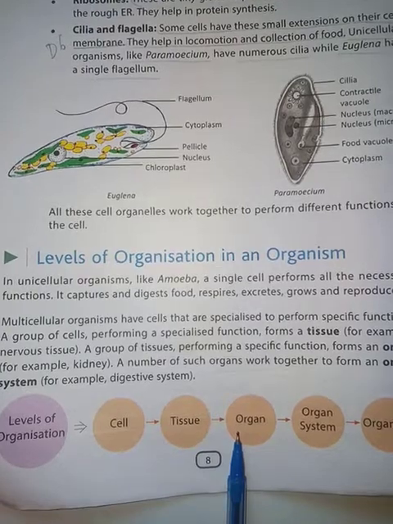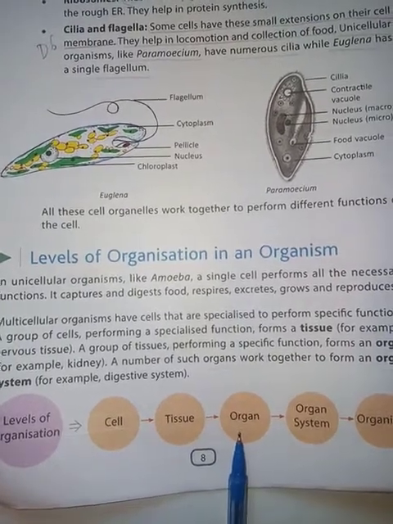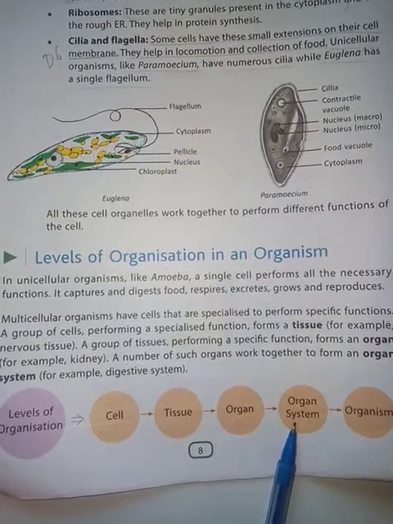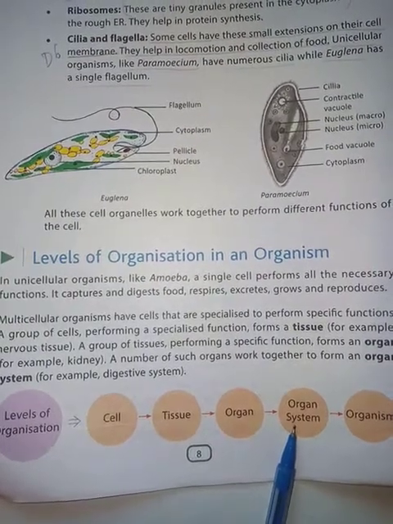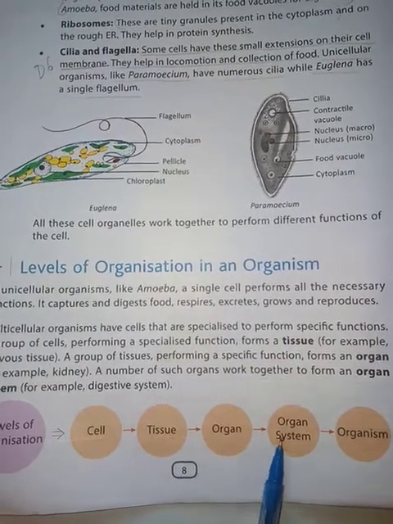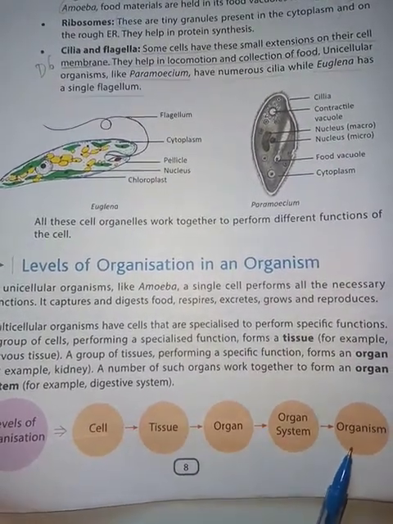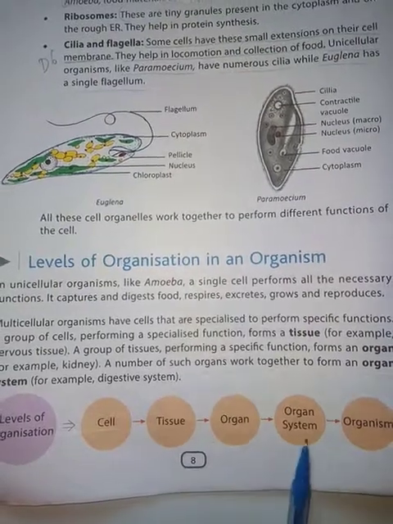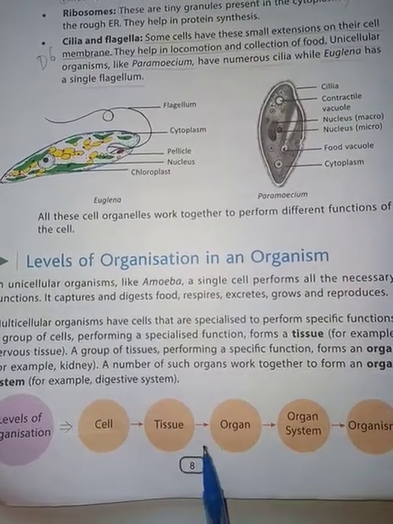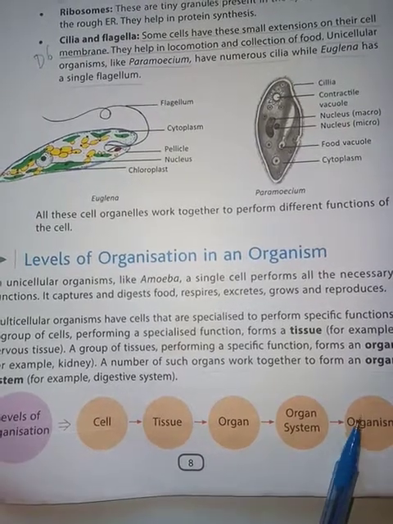intestine, kidney, etc. A number of such organs work together to form an organ system, like digestive system, excretory system, respiratory system, and the different organ systems work together and form an organism. So this is the level of organization in multicellular organisms. In unicellular organisms, all the functions are performed by the single cell.